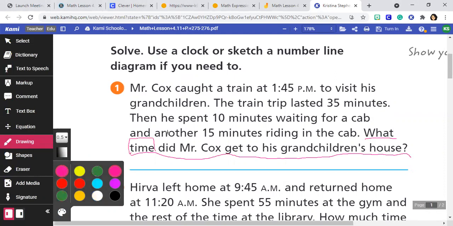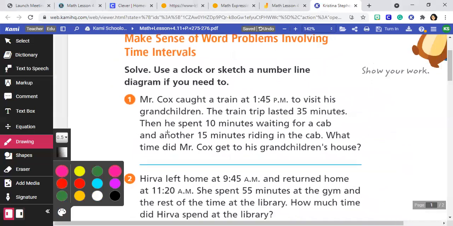What time? I'm going to go back and circle the important math numbers. 1:45 p.m., and that p.m. gives me some good information right there. And that's our start time. That's what time he got on the train. 35 minutes is part of our elapsed time. 10 minutes is part of our elapsed time. 15 minutes is part of our elapsed time. And the question is, what time did Mr. Cox get to his grandchildren's house?